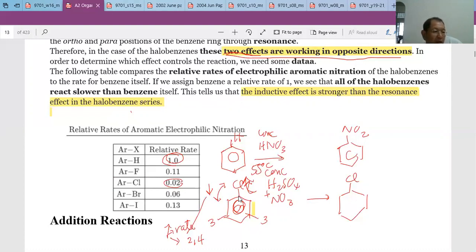Okay, chlorine, chlorine, page 30, whoa, 13. Let's look at page, sorry, page 29. Okay.